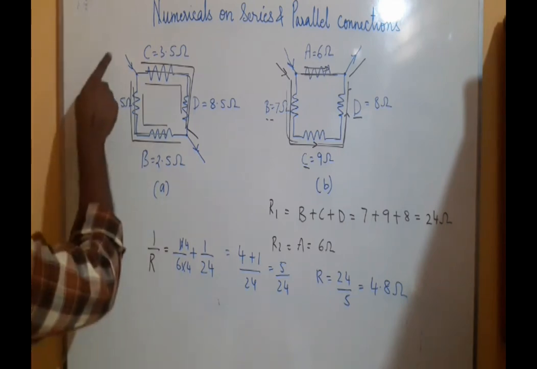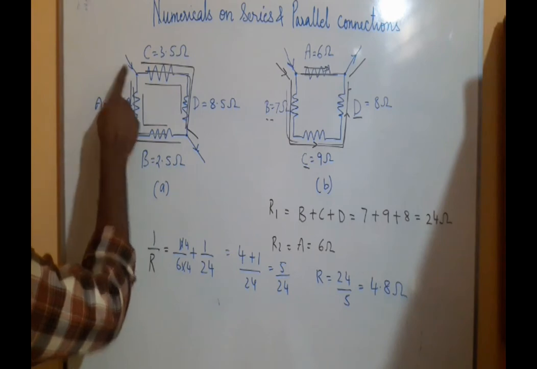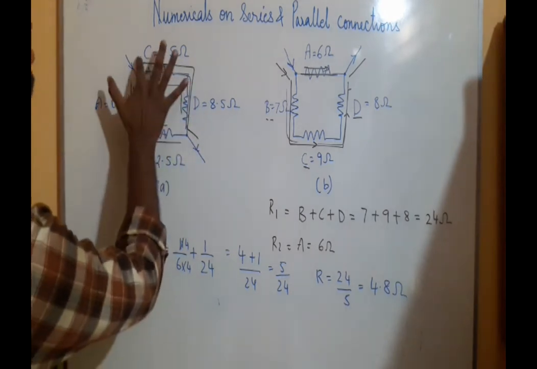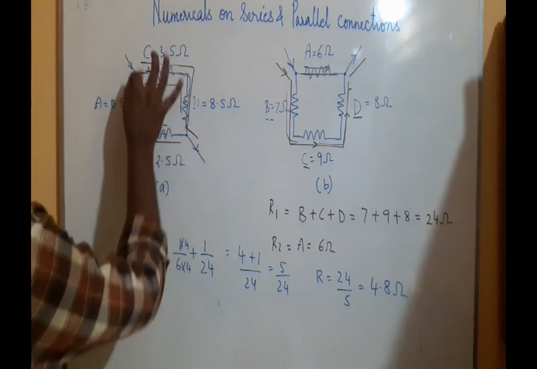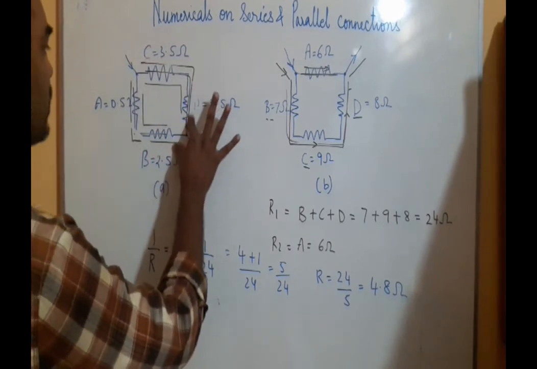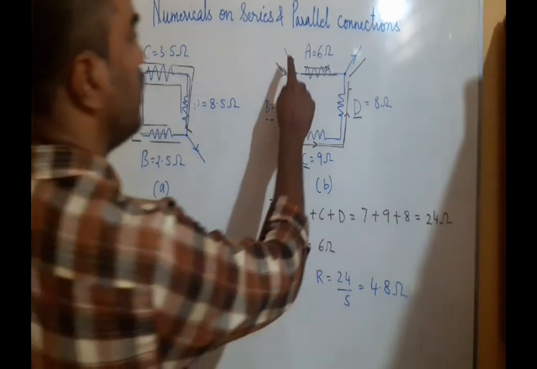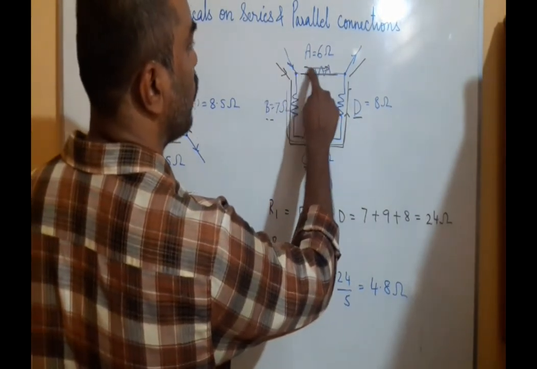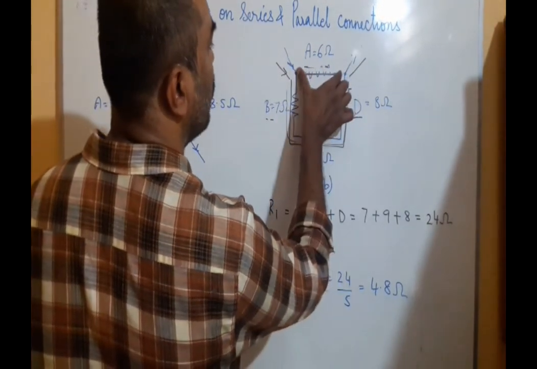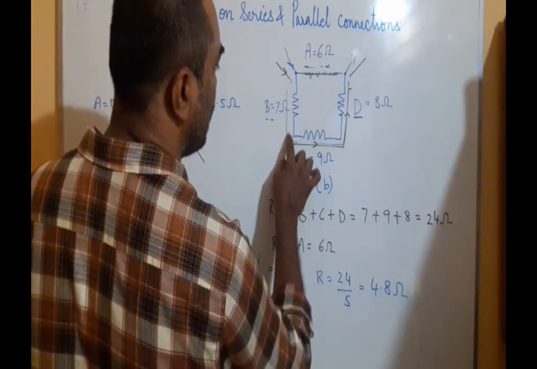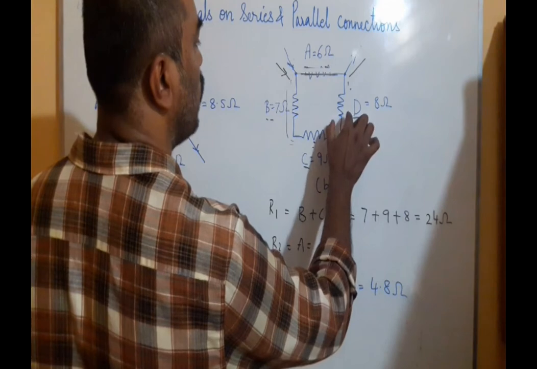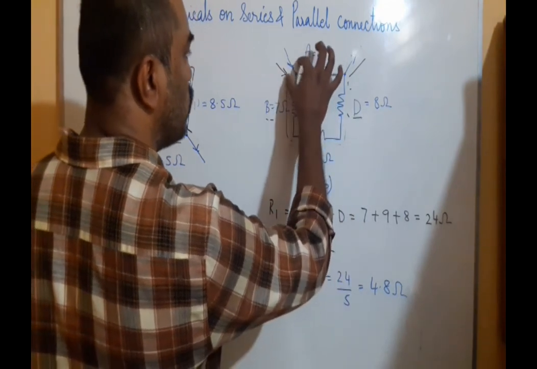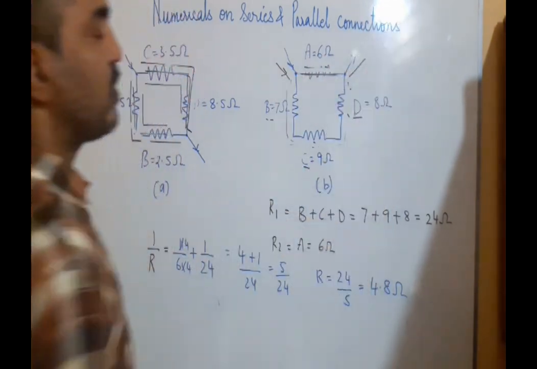So again, the current is entering from this point and exiting from this point. So these two resistances are in series and these two resistances are in series, and overall both are in parallel. Here the current enters from here, flows through this path. So this is only one resistance, while these three are in series because there is only one path for the current to flow. But these two will make a parallel connection.